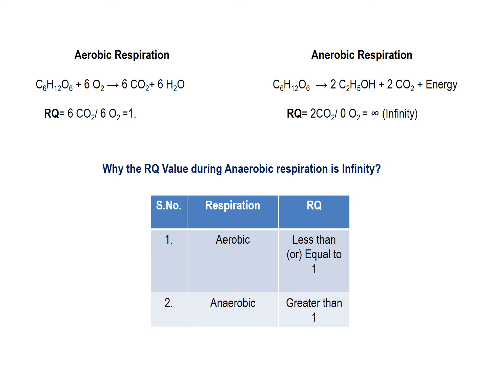Based upon the respiratory quotient value we can tell whether the respiration is of aerobic form or anaerobic form. If the respiratory quotient value is equal to 1 or less than 1, then we can say that the respiration is aerobic. If the respiratory quotient value is greater than 1, then we can surely say that the respiration is anaerobic respiration.